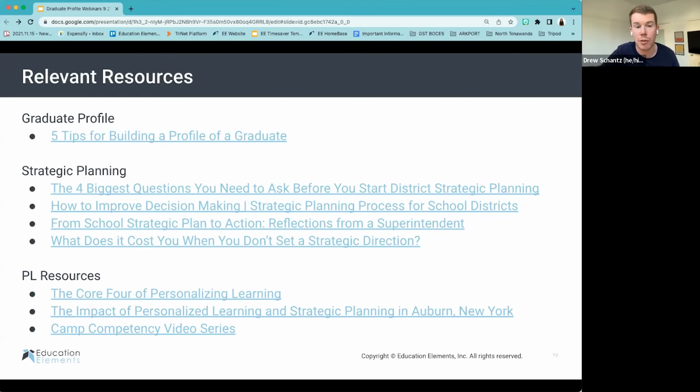And then also instructionally, the Portrait of a Graduate can be a really strong foundation for building a competency or mastery-based learning program and making the learning experience more student-centered. So there will be some resources in the slide deck that you can click into related to those two topics as well.